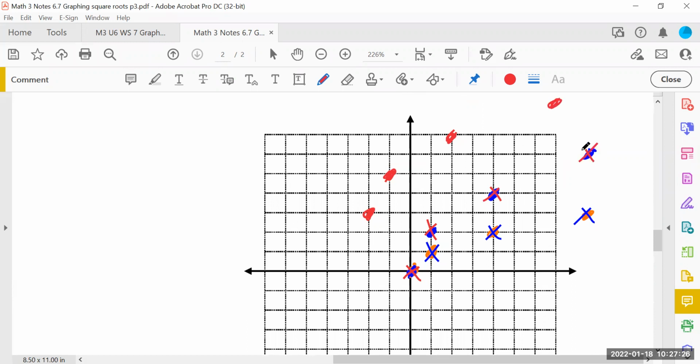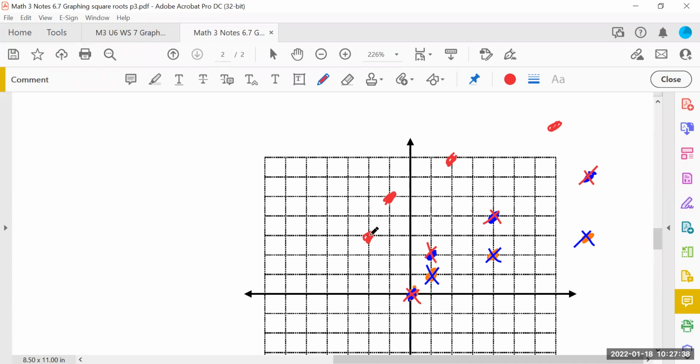Now, I'm using different colors so I can keep track of everything. If you need to erase your old points as you go, if you're just using a pencil, that's fine. Just make sure it's obvious where your final graph is. So here's my final graph, right there. Does that make sense?